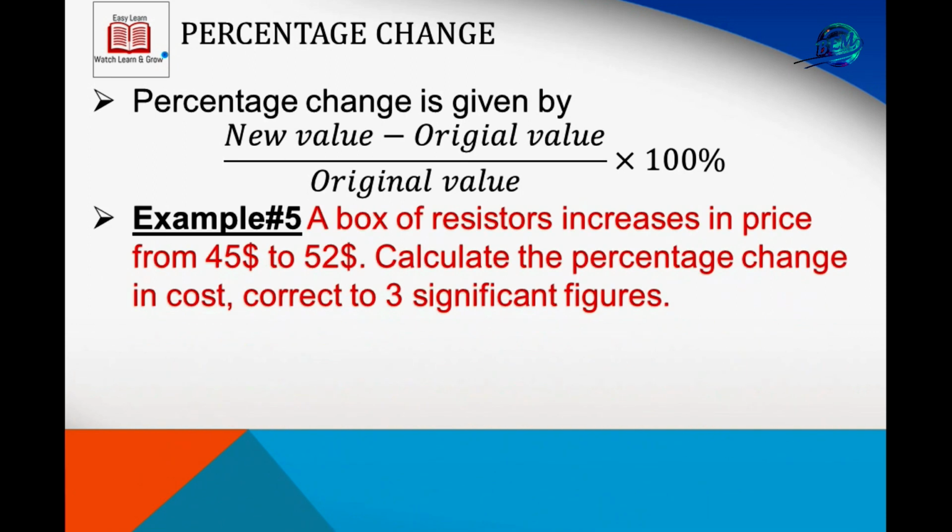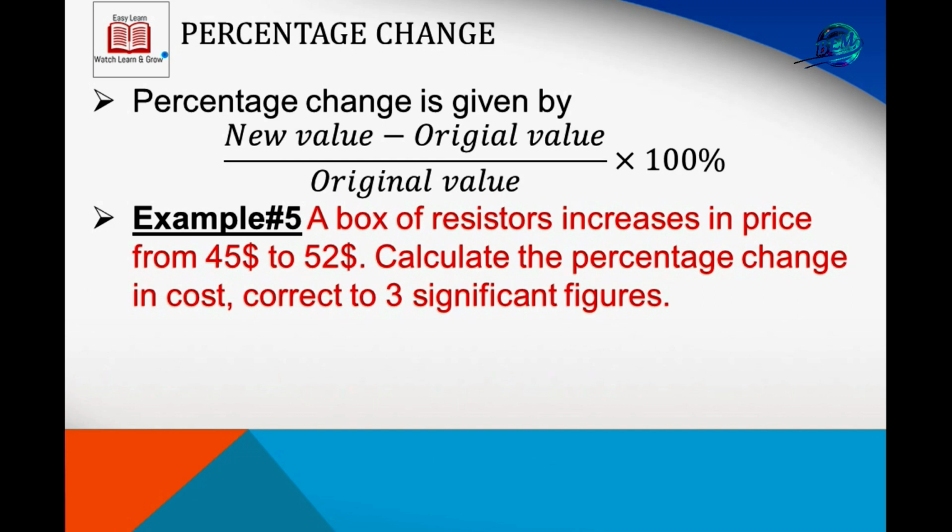First of all, percentage change is given by the new value minus the original value, divided by the original value. Original value means the previous value, the previous price of this quantity. So we can also say the latest value minus the previous value, divided by the previous value, multiplied by 100. It's a very simple formula. Don't be confused, and get rid of all of these doubts by solving this example.